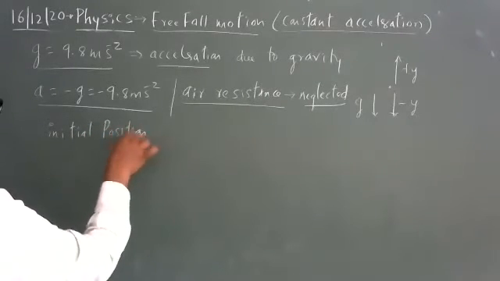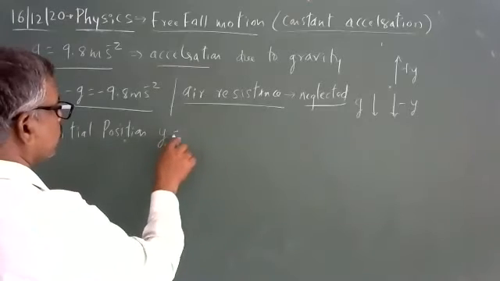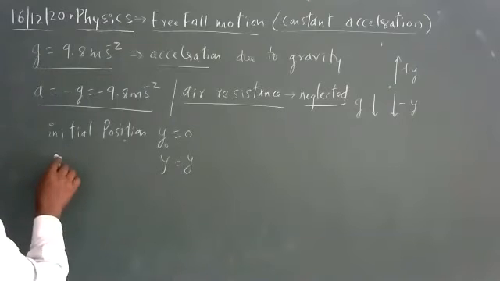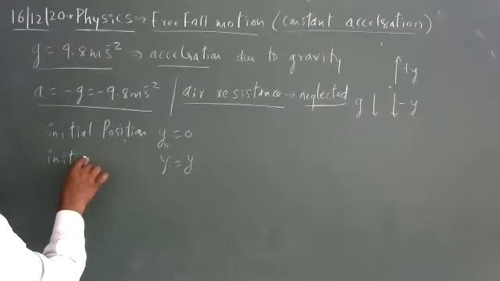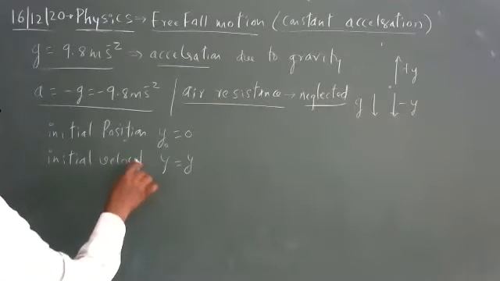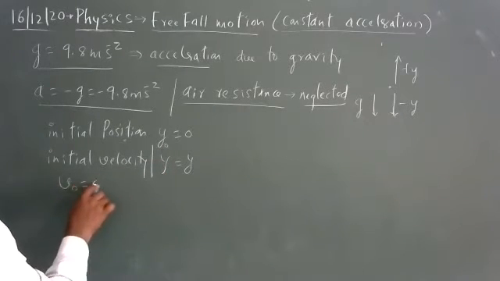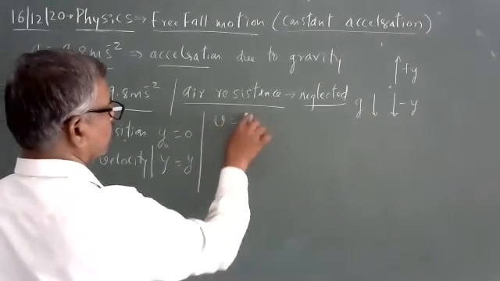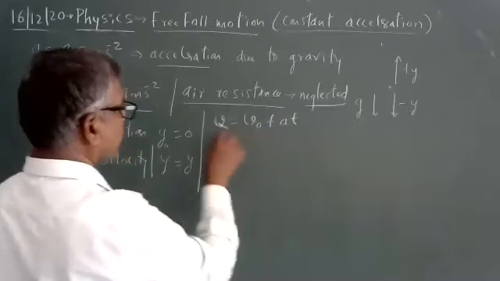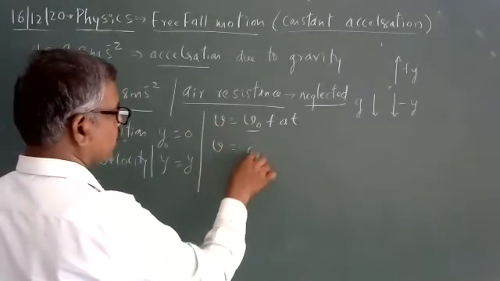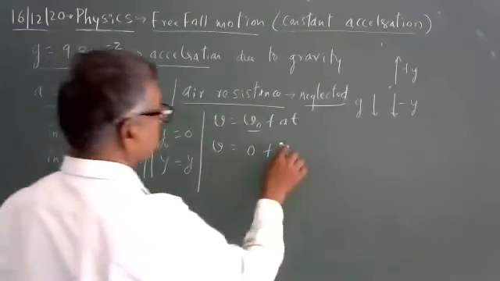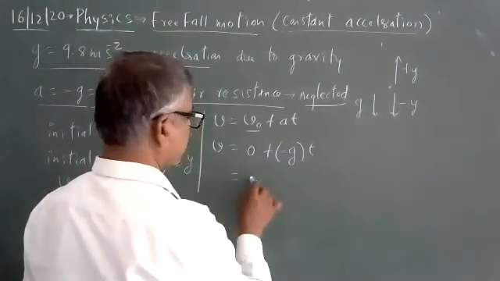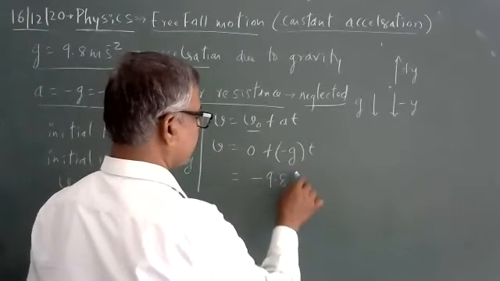Consider your initial position y0 equal to 0, final position y, initial velocity v0 equal to 0, and final velocity v. Then the equation of motion is v equal to v0 plus at. Final velocity is v, initial velocity is 0, acceleration is negative, so it becomes minus g t. This simplifies to minus 9.8 t.